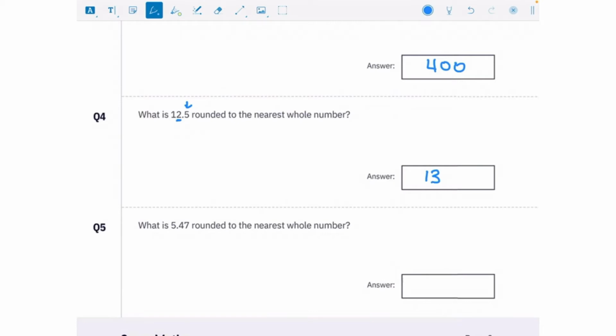What is 5.47 rounded to the nearest whole number? So again, we're checking the tenths column because we just want to know what the nearest 1 is. Check the tenths column and it's a 4. So that needs to round down. So 5 is our nearest whole number.